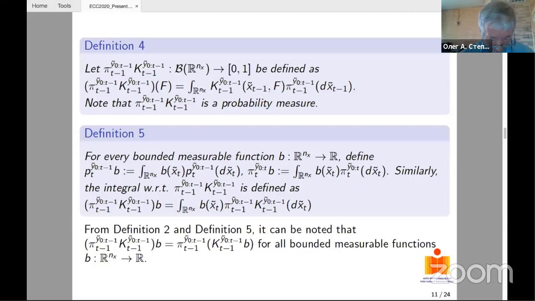We note that the integral of b with respect to pi k is a two-step integral. That is, integrating b with respect to measure pi k is equal to integrating b with respect to k first and then integrating kb with respect to pi next.